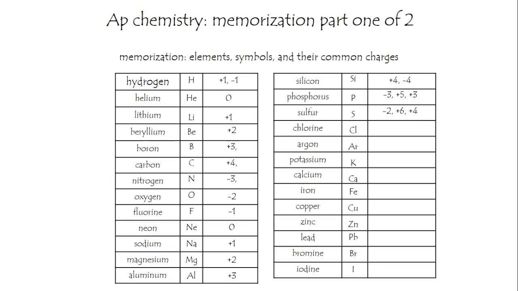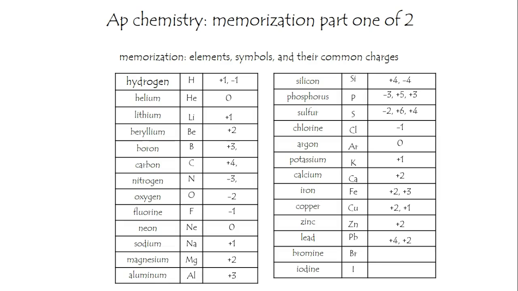Chlorine is not only just -1, but this is the most common one. Argon is a noble gas. Potassium is +1. Calcium +2. I think the most common one for iron is +3, but it can also be +2. Copper, Cu, lots of different charges, +2, +1. See, we're showing some of the polyvalent metals. Zinc, believe it's in that what's called the diagonal, and it only goes +2. Silver +1.